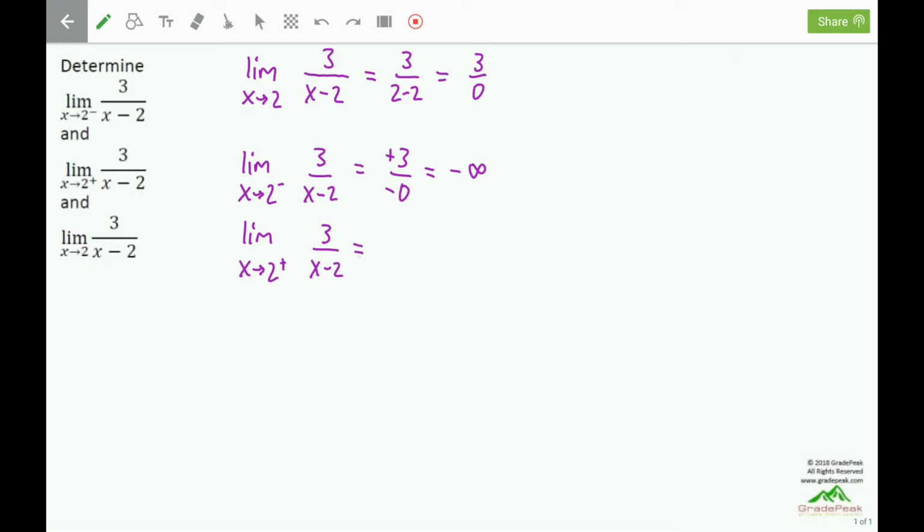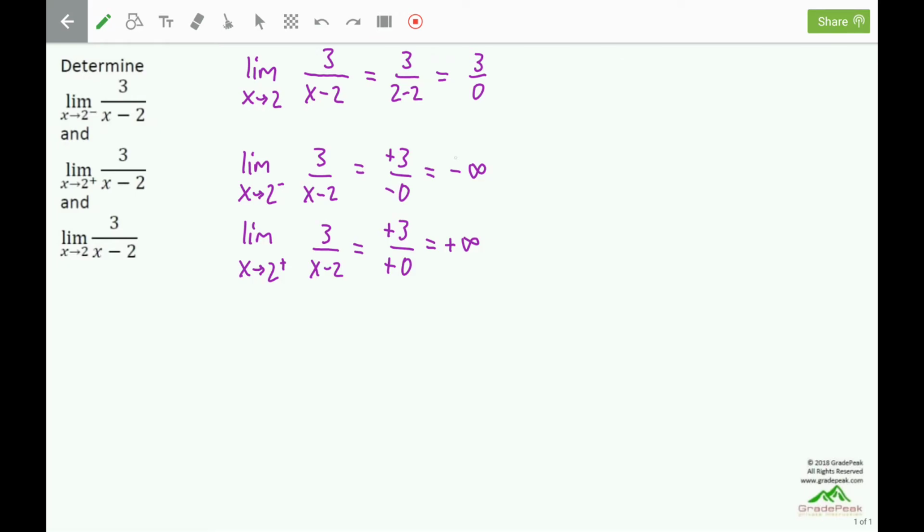For the right-sided limit, we're approaching 2 from the right side, something larger than 2, like 2.01. When plugged in for x, that will give a positive number, but it does approach 2 and will approach 0. The numerator is a positive 3. Positive over positive is positive, and a non-zero over 0 is an infinity. That comes out to positive infinity.